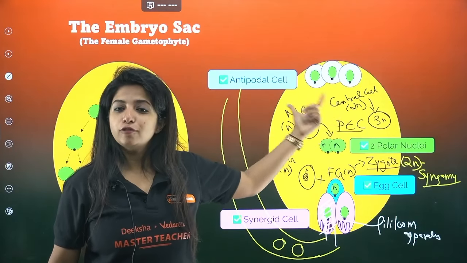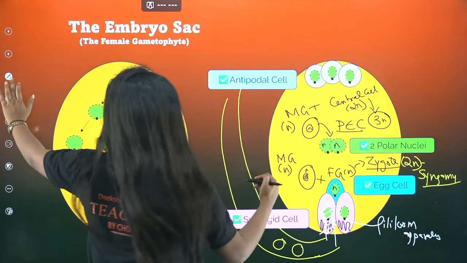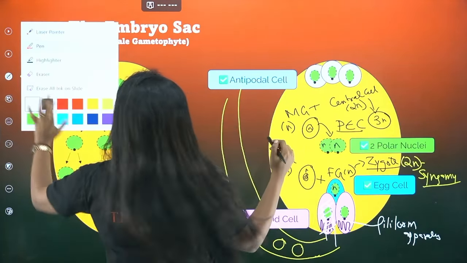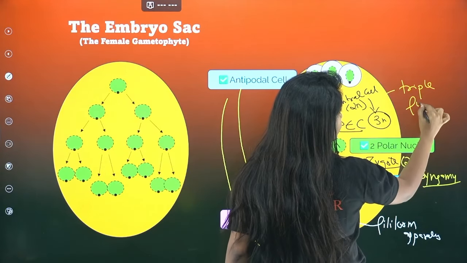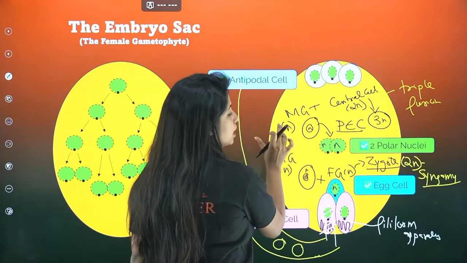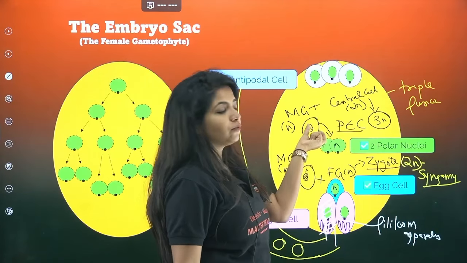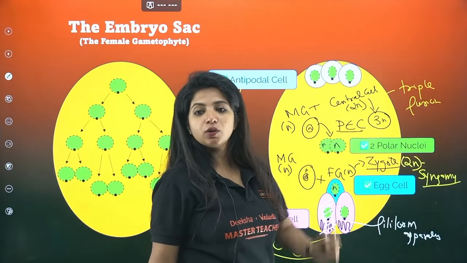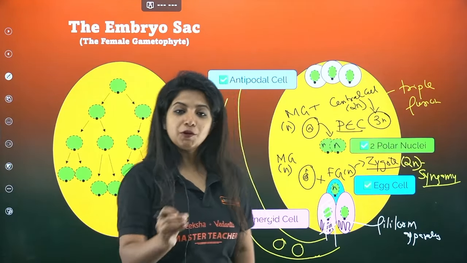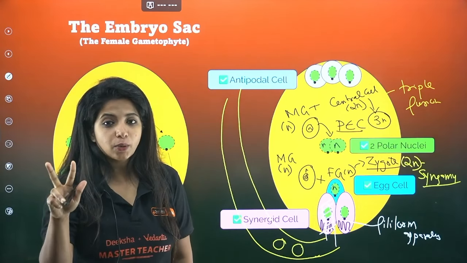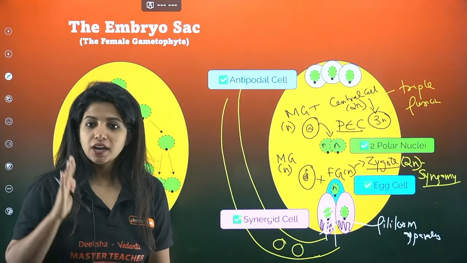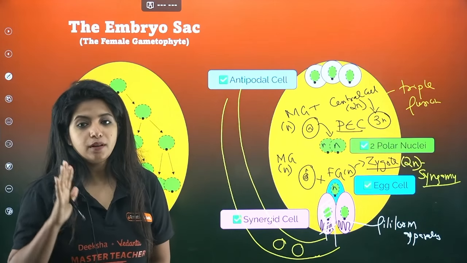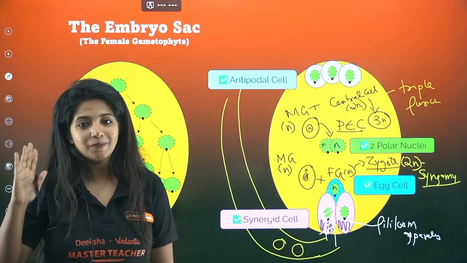And what do you call this fusion? You call this fusion triple fusion. Why triple fusion? Because 3 nuclei are fusing: 2 polar nuclei and 1 nucleus of the male gamete. So which is why you call this triple fusion. Now you told me fertilization is happening twice. Yes, dear children, which is why this is known as double fertilization. I hope you will remember this.